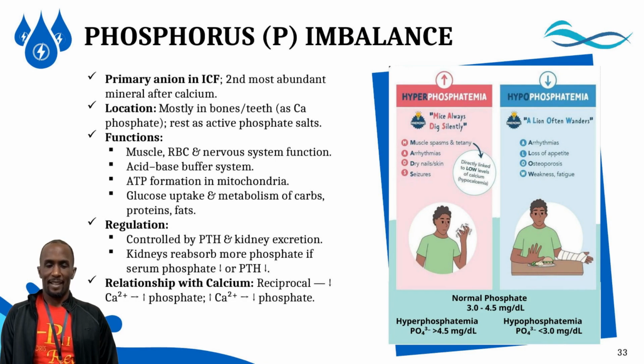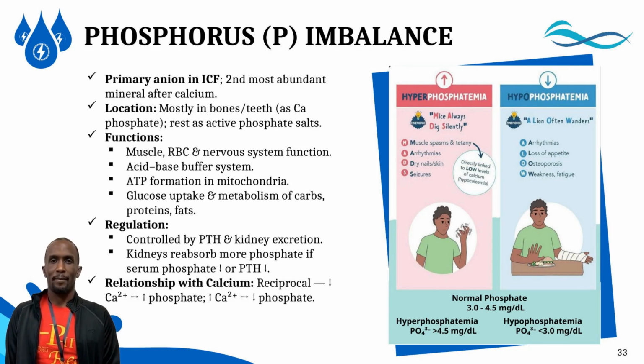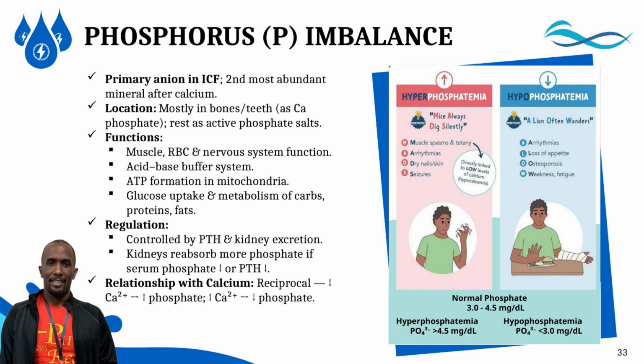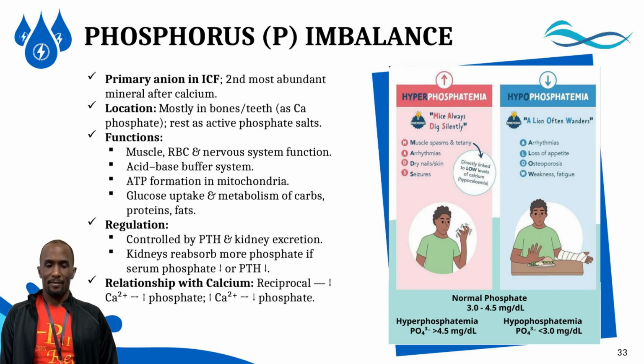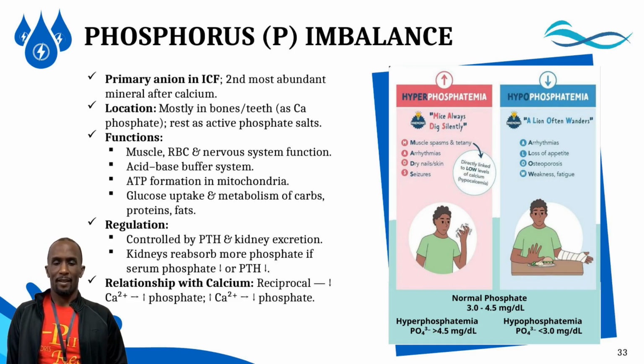Phosphorus, the primary anion in intracellular fluid, is crucial for muscle, red blood cell, and nervous system function, and is mostly found in bones and teeth. It plays a role in adenosine triphosphate formation and glucose metabolism. Regulated by parathyroid hormone and kidneys, phosphorus levels inversely relate to calcium. Normal phosphate levels range from 3.0 to 4.5 milligrams per deciliter.